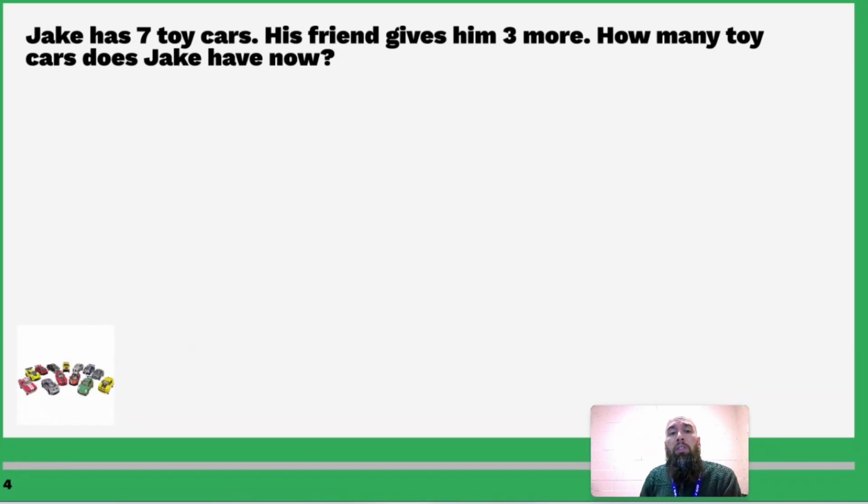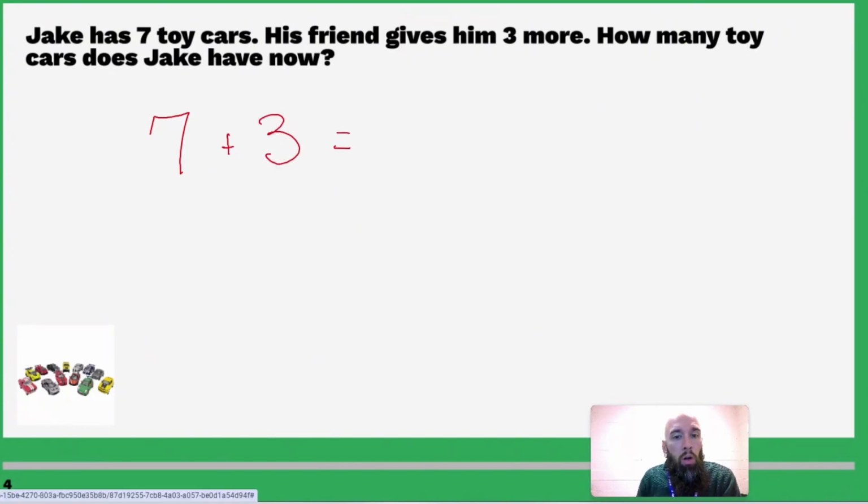Jake has 7 toy cars. His friend gives him 3 more. How many toy cars does Jake have? So we read the problem, and Jake already has an amount, but he's getting 3 more. So our key numbers are 7 and 3 more. Our key word is more, which means if he has 7 and someone gives him 3 more, that's just regular old addition. 7 plus 3.